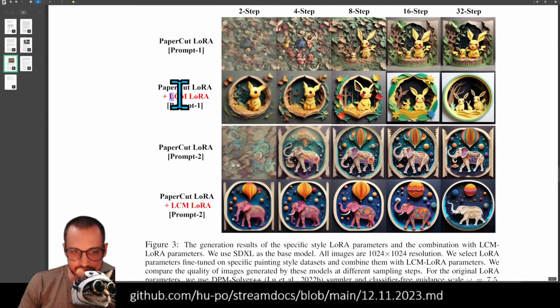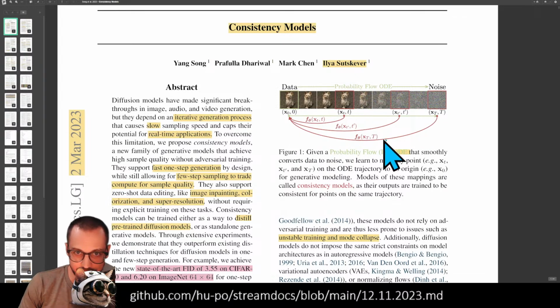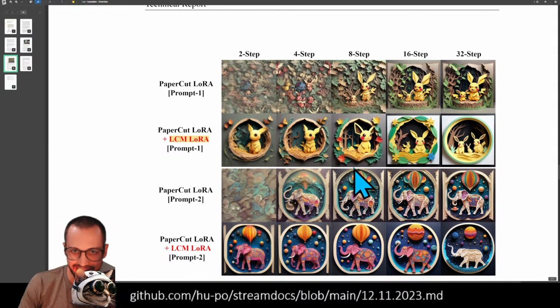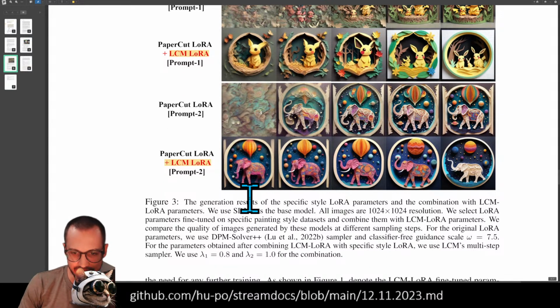But once you add this LCM Lora, you can see how it gets there in way fewer steps. So now, even in 2 steps, you have something that is kind of reasonable. Because you've trained or distilled this thing to be consistent no matter where or how many steps you're using, it's now able to work at a much smaller number of steps. I keep bouncing all over the place, I'm sorry. And same thing here. You can see how the original paper cut LoRa diffusion model takes 32 steps to get to what you want, but with this LCM LoRa, it gets there much, much faster. So that's how you're getting that speed.